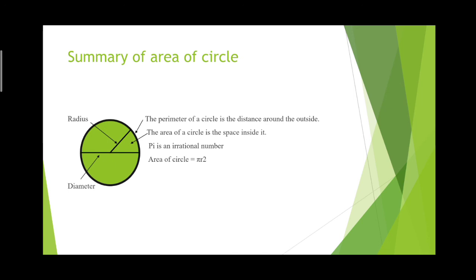Therefore, summary of the area of a circle: the perimeter of a circle is the distance around the outside, and the area of a circle is the space inside it. Pi is an irrational number and the area of a circle is equal to pi r square.